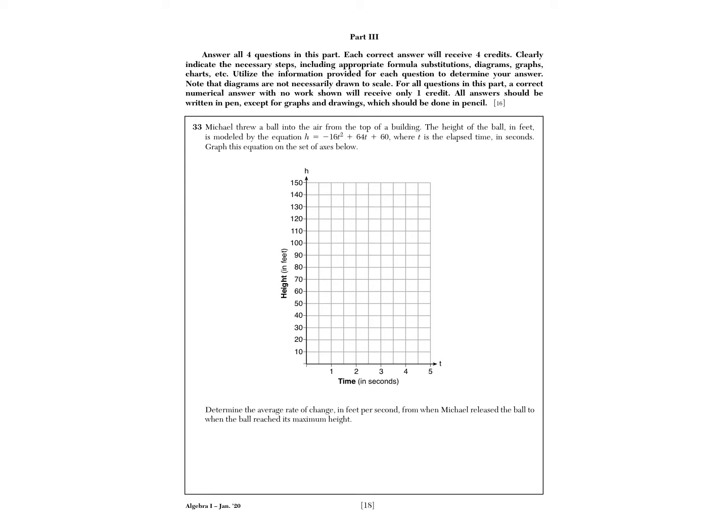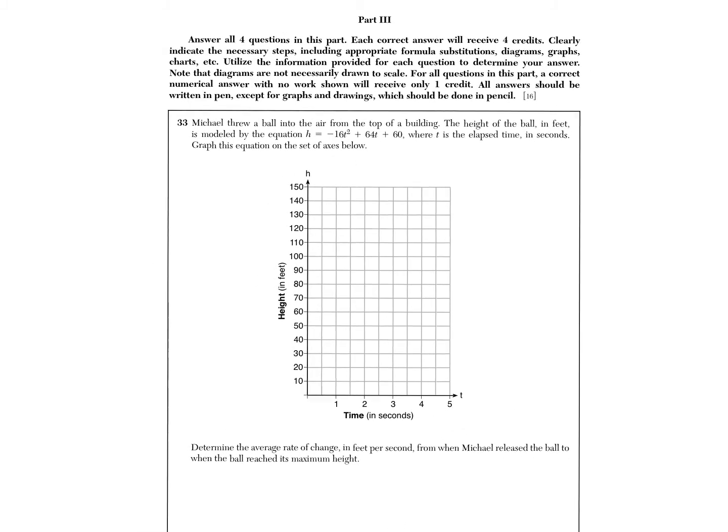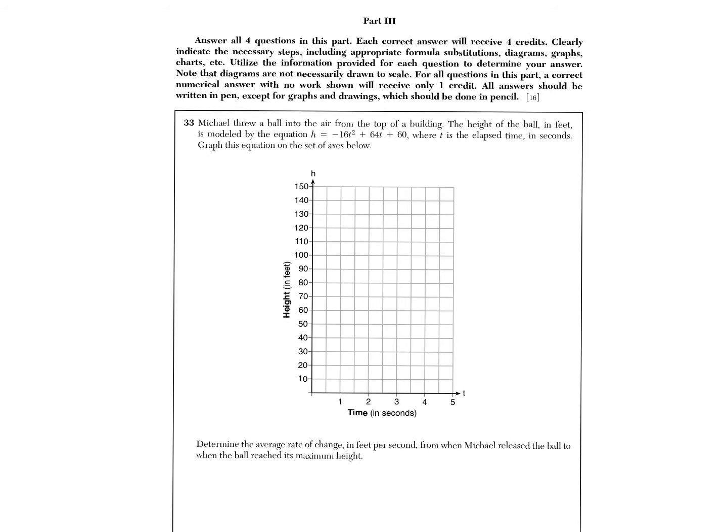So this problem is a part 3 problem, which means that you want to make sure that you notice that each one of these is 4 credits. So this one shows us Michael throwing a ball in the air from the top of a building. The height of the ball is modeled by this equation.